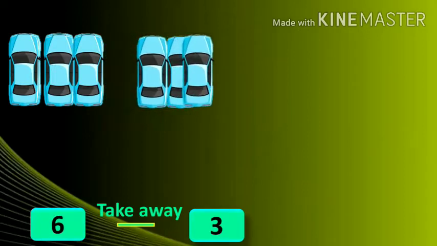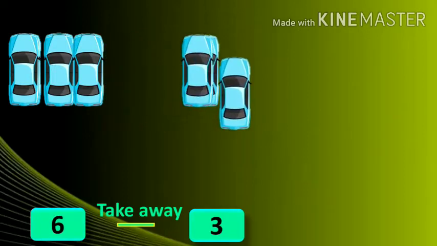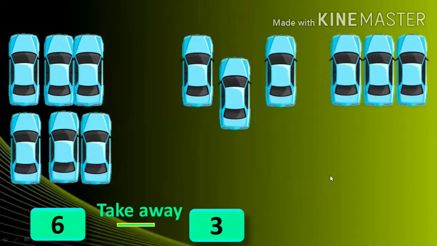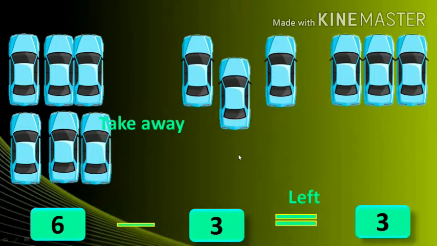1, 2, 3. So now how many left there? There are 3 cars left. So 6 minus 3 equals to 3. From 6 cars, we are taking away 3 cars. We are getting 3 cars. That means 6 minus 3 equals to 3.